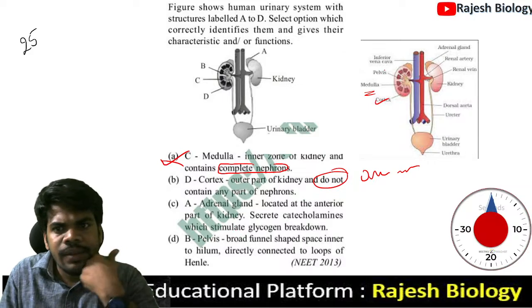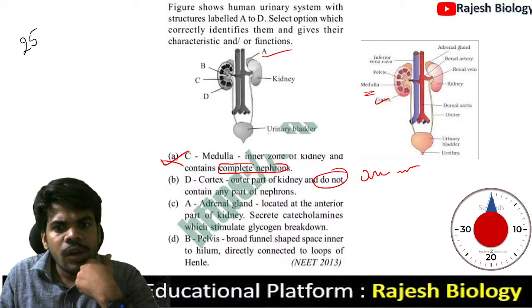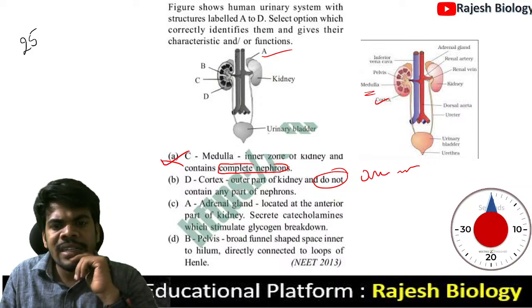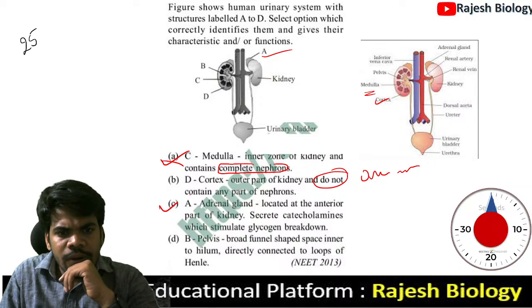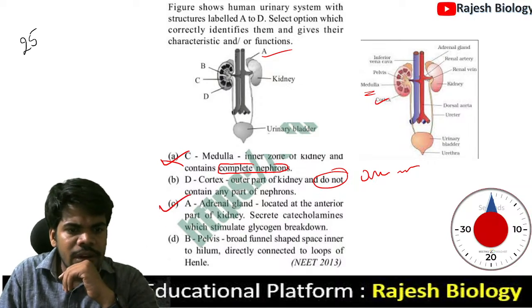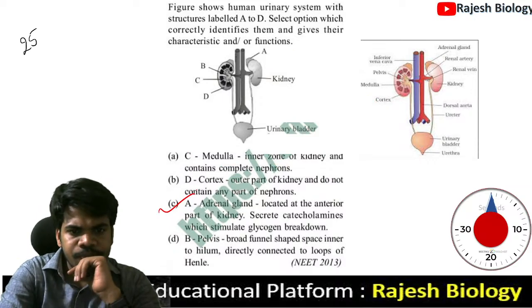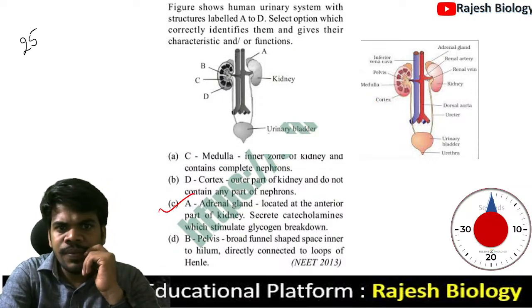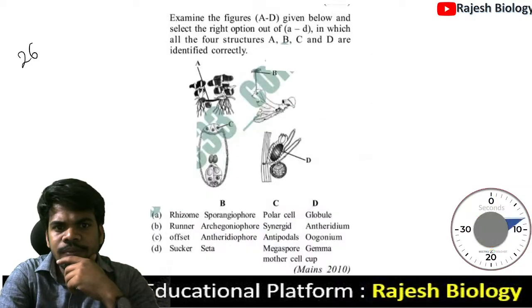A. Adrenal gland, right? Located at the anterior part of the kidney, secretes catecholamines which stimulate glycogen breakdown. Correct. So the right answer is option C. D is pelvis. D is not a pelvis actually.